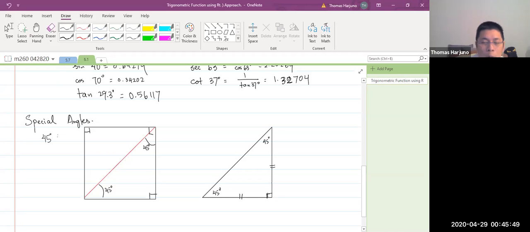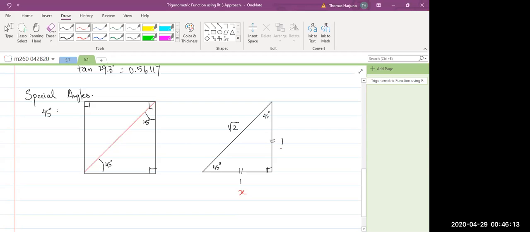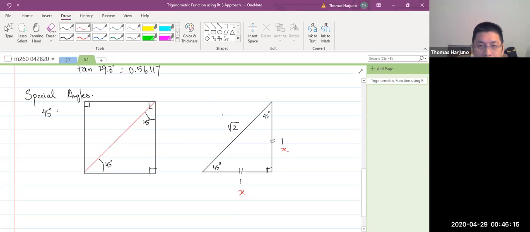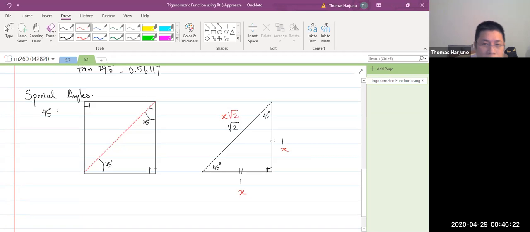Now, I need you to memorize the ratio. Suppose this is 1 and this is 1. By Pythagorean theorem, this will be square root of 2. I think that's an easy Pythagorean theorem. Basically, if this is 1, that's radical 2. In other words, if this were x, what will this be? Also x. How about this one? Root 2 x, x square root of 2. So the ratio will be the same.